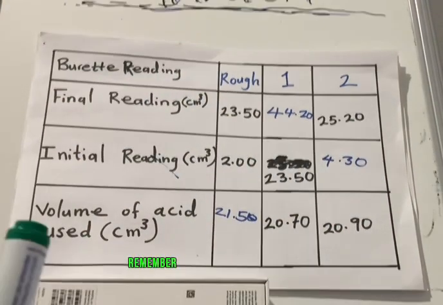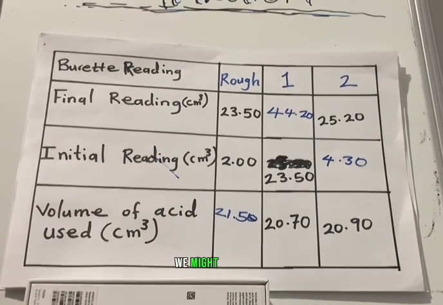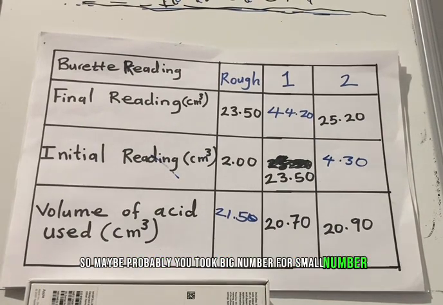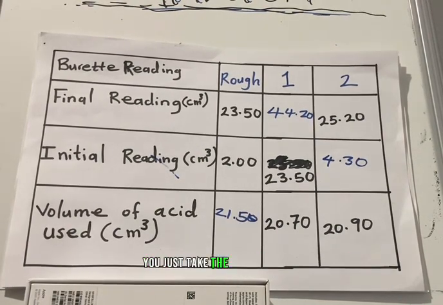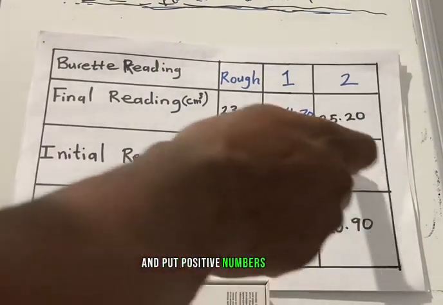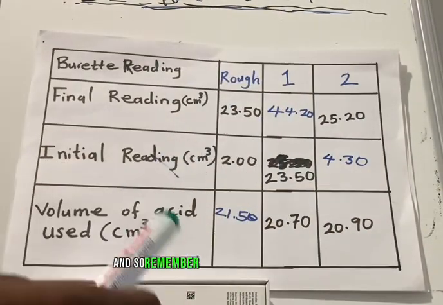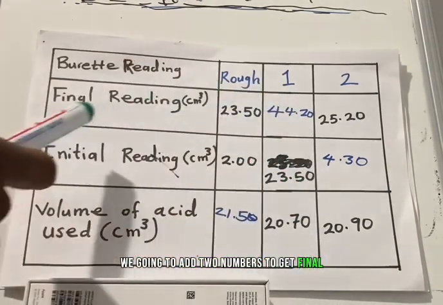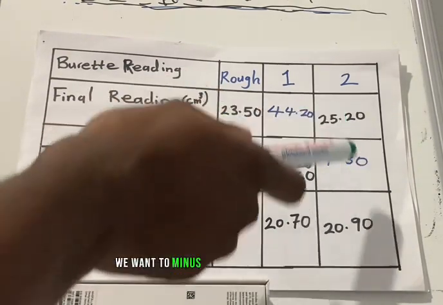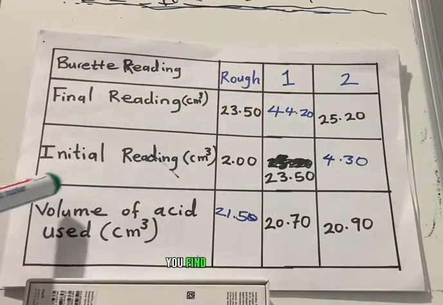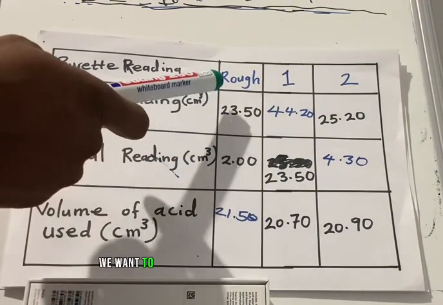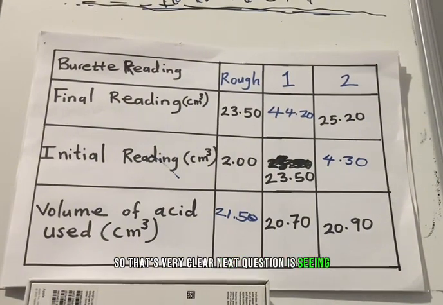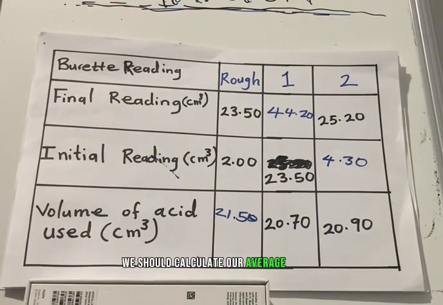In this chart, remember this, I want to tell you that we minus in, but we don't put a negative number in here. So maybe you took a big number from a small number and you got a negative number, you just take the negative away and put positive numbers in here. And so remember, in finding final reading, we're going to add two numbers to get final. In finding initial, we're going to minus two numbers to get initial. In finding the volume, we're going to minus these two numbers to get volume. So that's very clear.